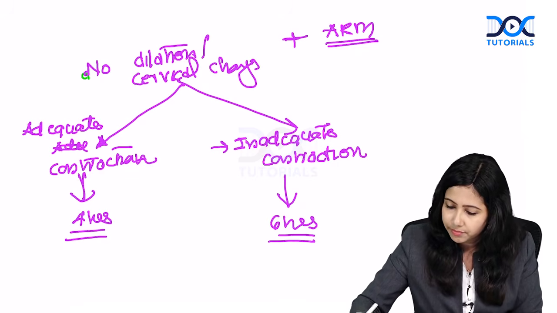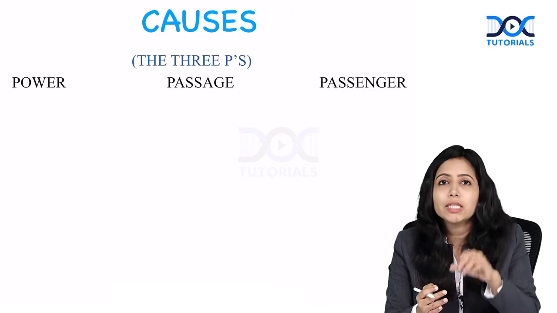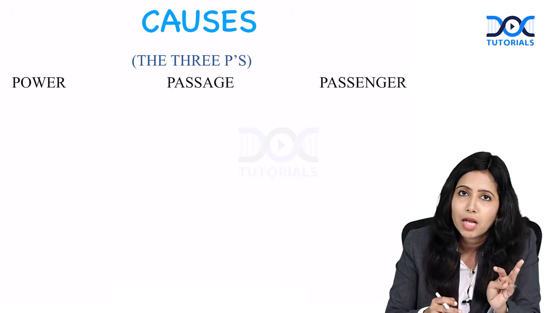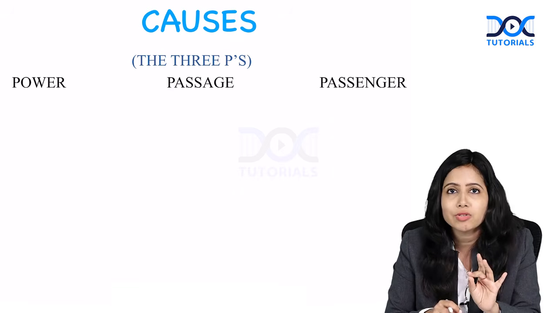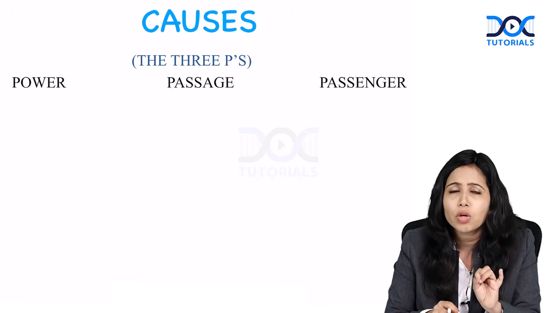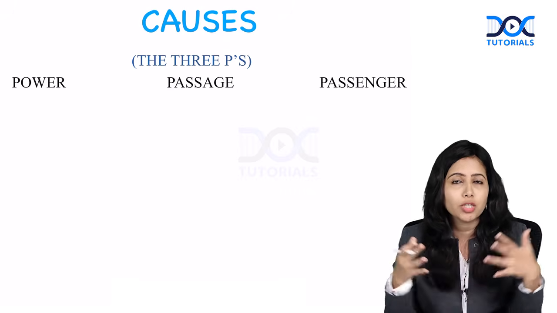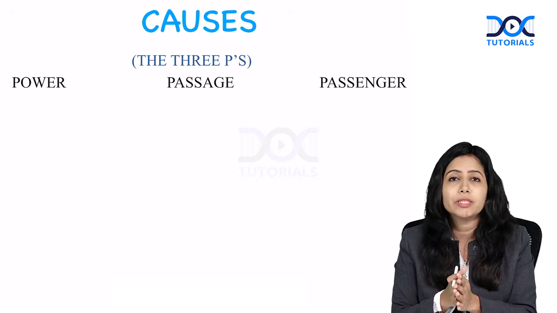Alright. So, you know that for labor to progress normally, the 3 P's have to be normal. The 3 P's are the power, passage and the passenger. So, what is the power? That is the uterine contractions, and finally the pushing of the mother as well. So, it's the contraction and the pushing from the mother.